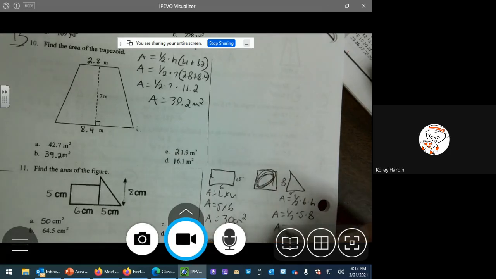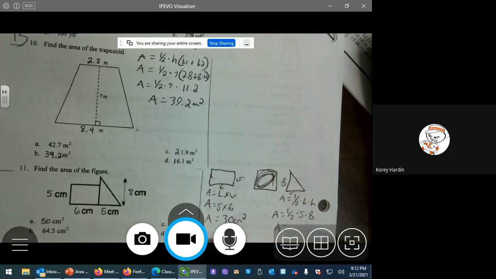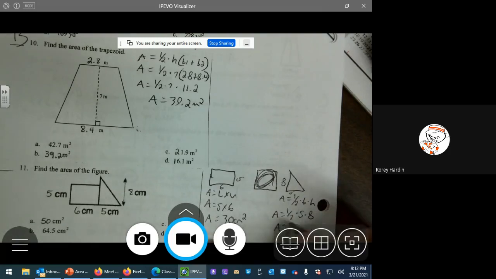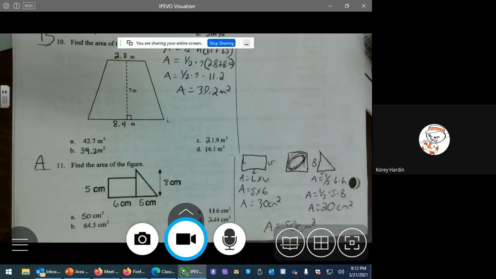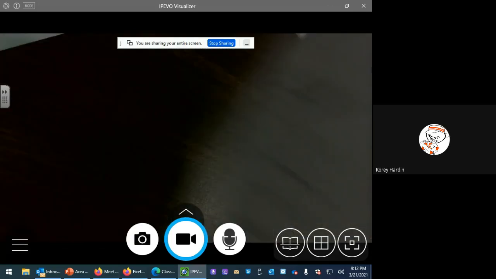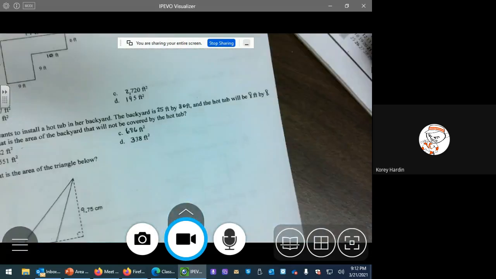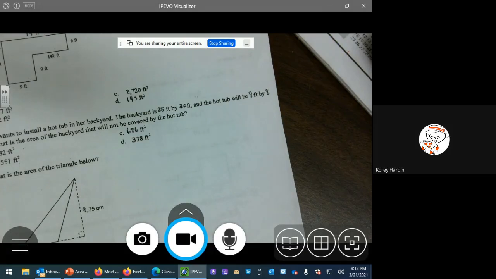Okay, so I've got 0.5 times 5 times 8, and that gives me 20 centimeters squared. So 30 plus 20 centimeters squared is going to be 50 centimeters squared. All right. On to the next page, I have another area of a complex shape.